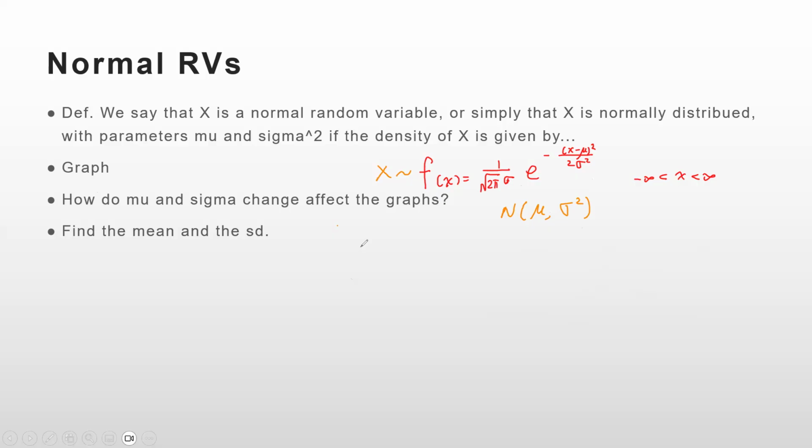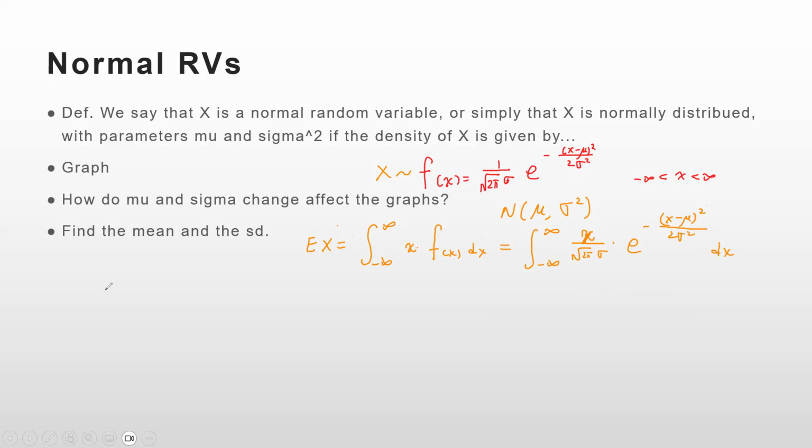All right, so let's try to work it out. It's a little bit tedious, and if you are not interested, you can skip. So E of x is the integral from negative infinity to infinity of x times the density dx. So we have 1 over the square root of 2 pi sigma times x, and e to the negative x minus mu squared over 2 sigma squared dx.